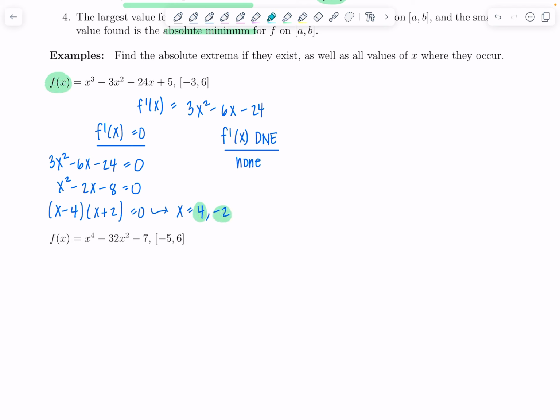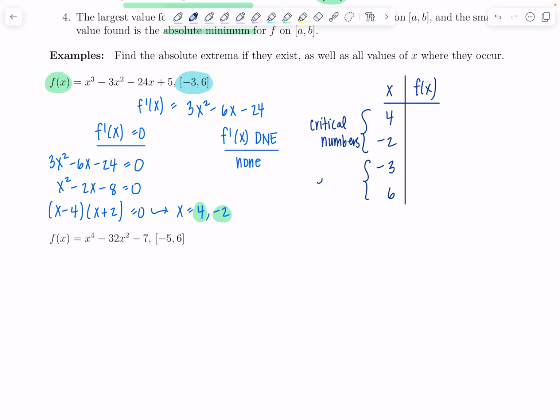And I also need to evaluate f at the endpoints of the interval that we're given. So this is where I like to make a table. X, f of x. You put your critical numbers on there. So 4, negative 2, and then you put the endpoints of the interval, -3, 6. So these are the critical numbers, and then these are the endpoints. You can do it in whatever order, it doesn't matter, okay?